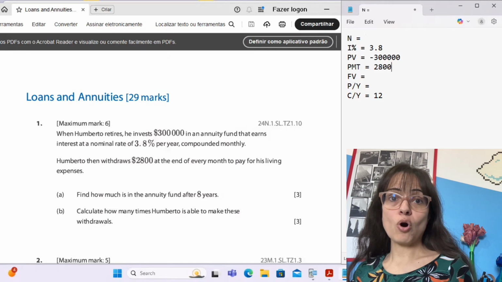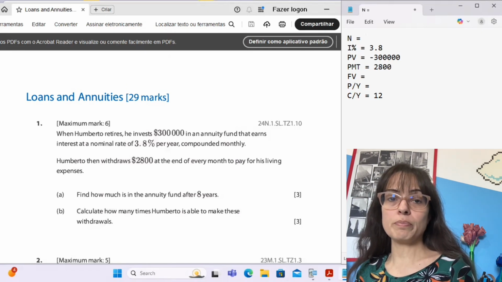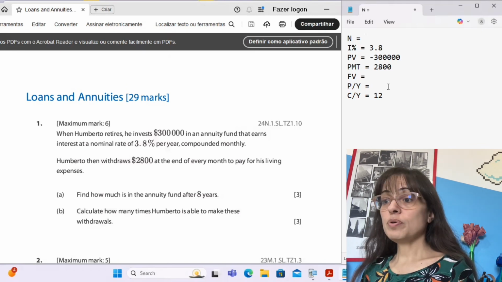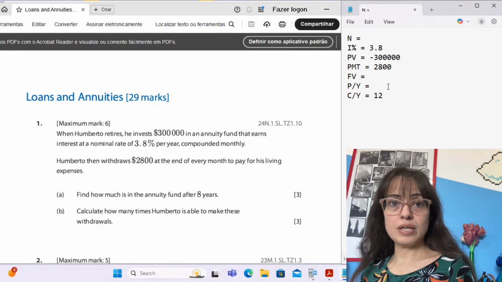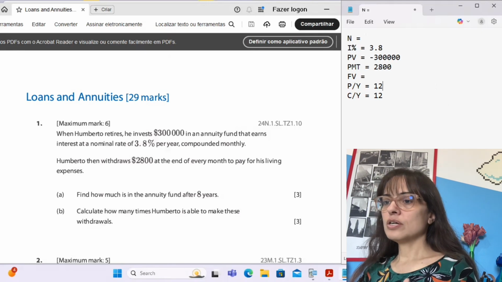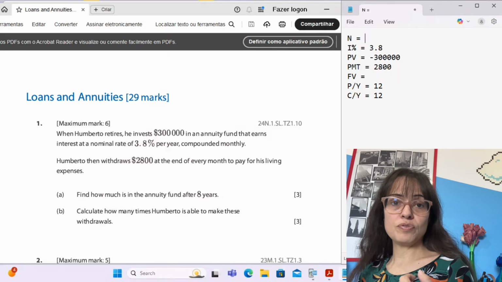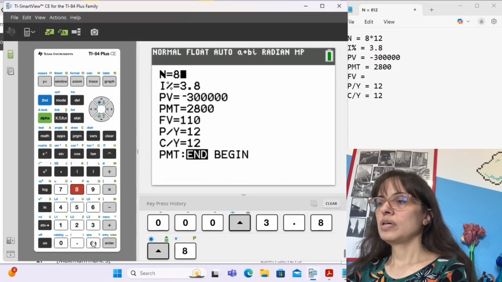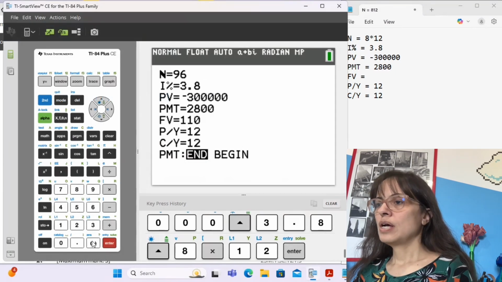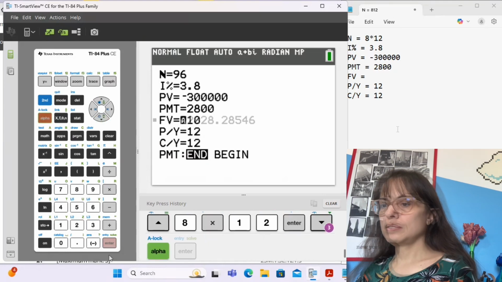And that number is positive because he is withdrawing money from the bank. So it's going from the bank to himself. Oh, and the PY is also 12, right? Because he takes this money at the end of every month. So part A is asking about 8 years. So the N over there is going to be 8 times 12. He just wants me to find the future value. So let me put the 8 times 12 here. And the future value is this much.